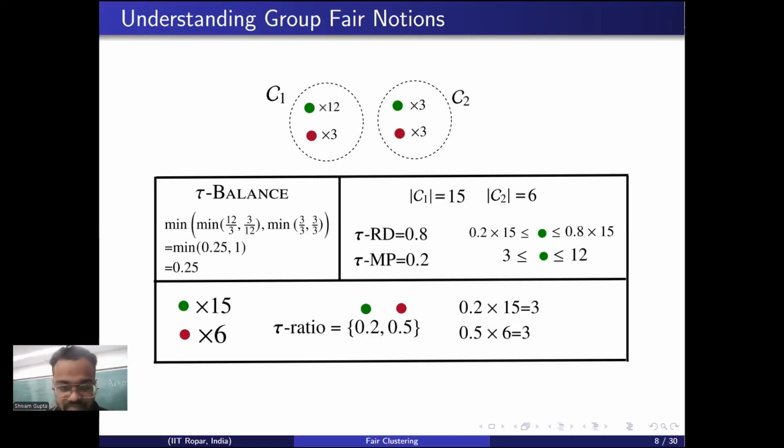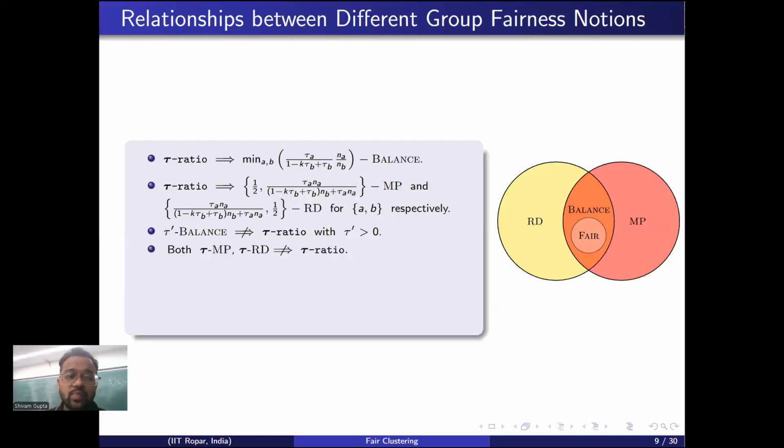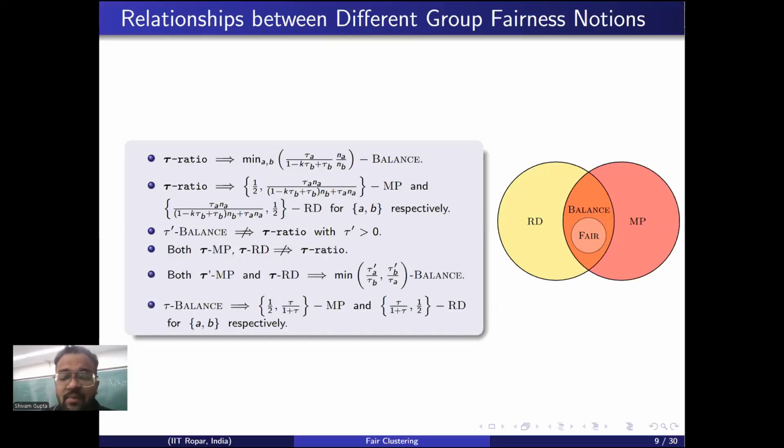Similarly for red color. Now, since we have proposed a new notion of fairness, we need to show that it is a better notion. For this, we developed closed form relations for different notions, and we showed that satisfying tau ratio fairness will imply that all other notions are satisfied.